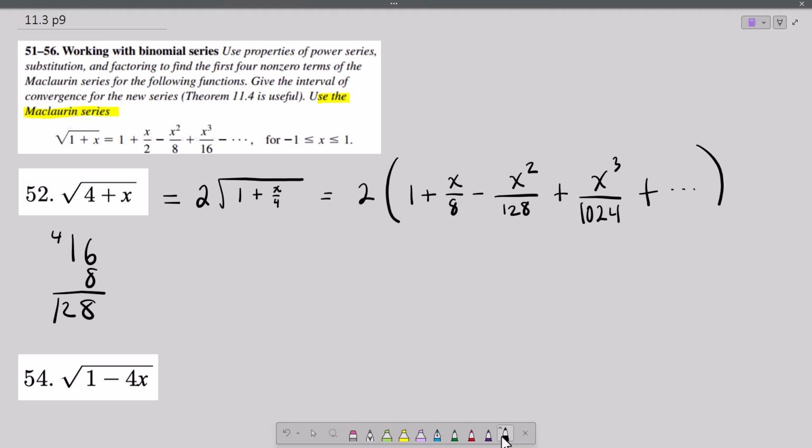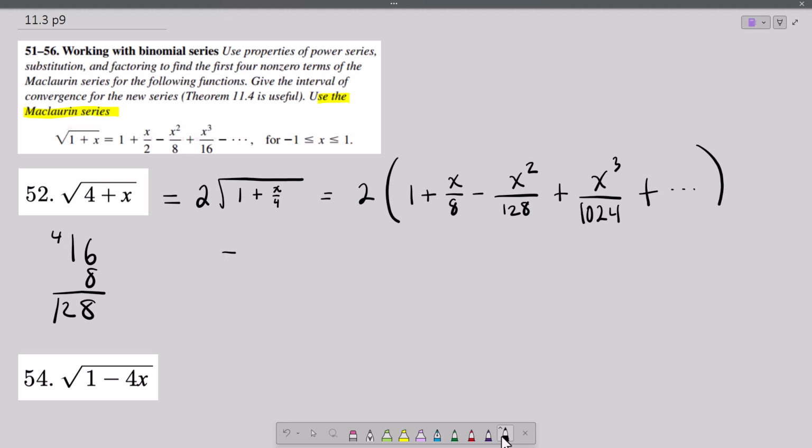So there it is. That is our Maclaurin series because we just have powers of x. We don't have x minus something or x plus something, so that's a Maclaurin series. The other one was not a Maclaurin series. And the IOC is modified because we did a substitution. Right? Anytime we do a substitution, we got to be careful.